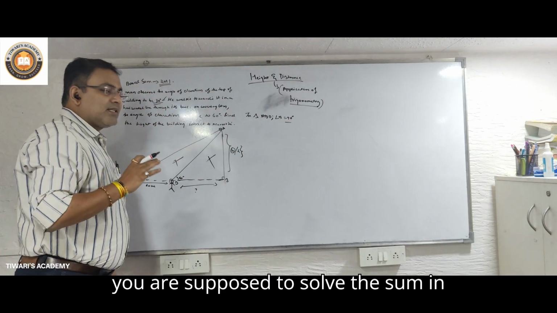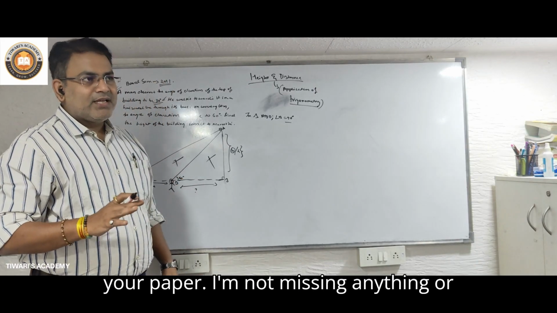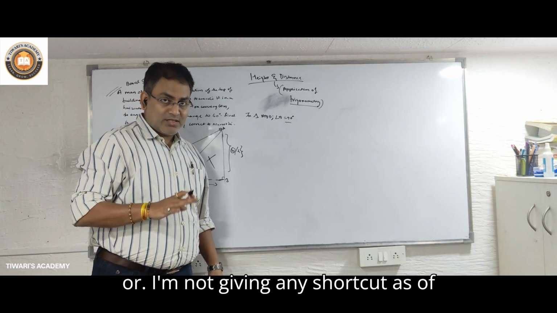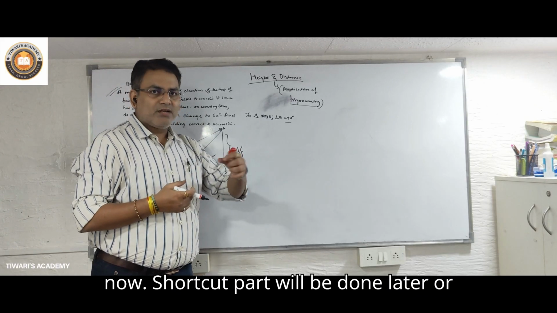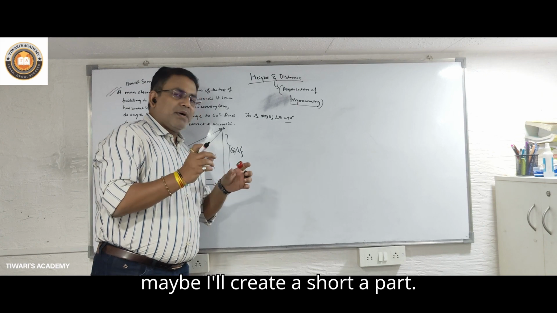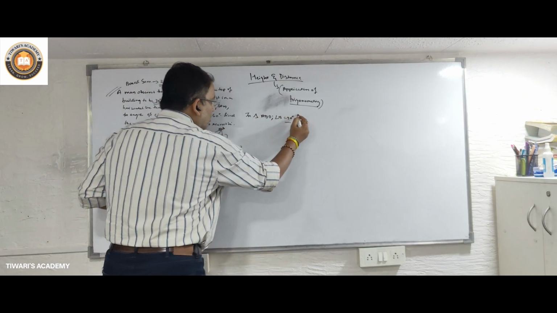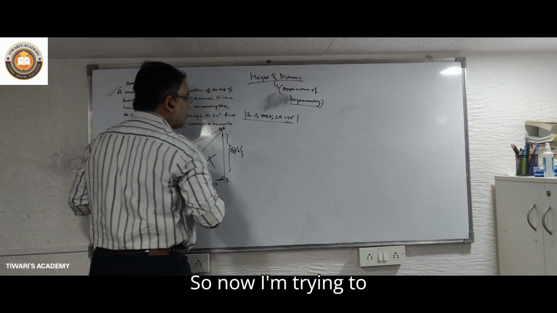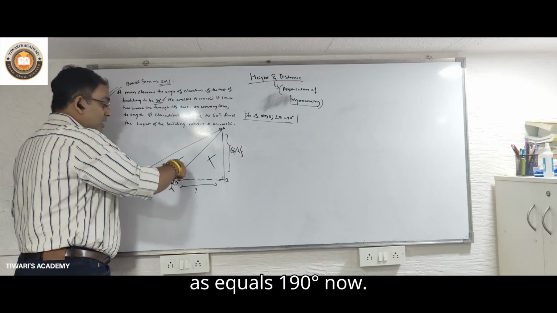Students, I am writing the way you are supposed to solve the sum in your paper. I am not missing anything or giving any shortcut as of now. The shortcut part will be done later, or maybe I will create a short part after this video is done. So now in triangle ABD, angle B is equal to 90 degrees.